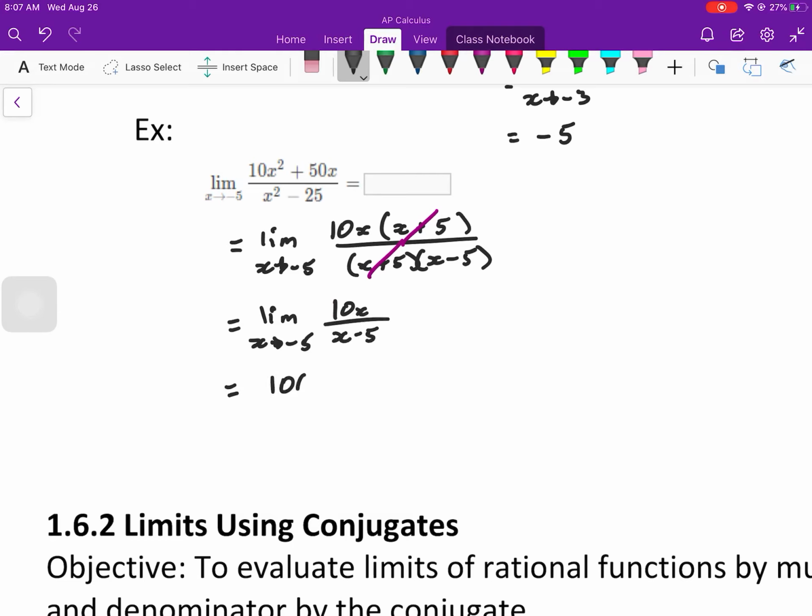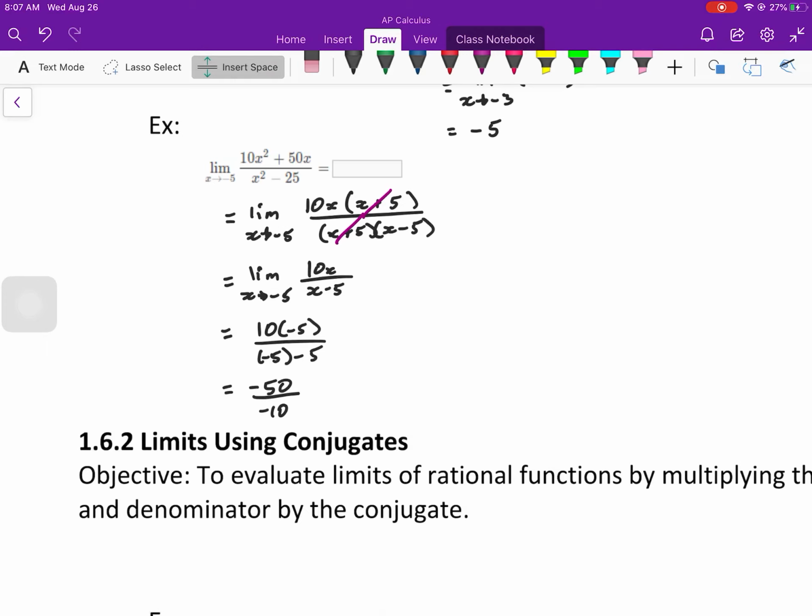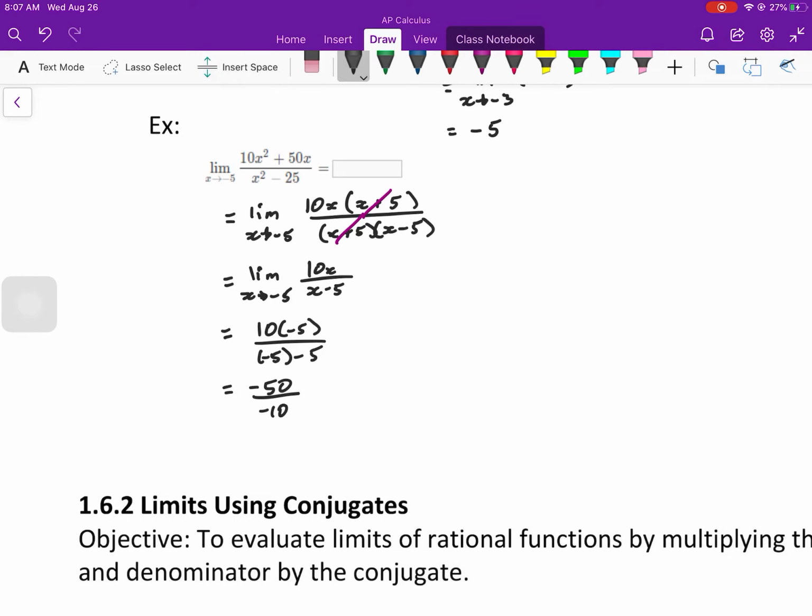And so from there, we'll just have 10 times negative 5 over negative 5 minus 5, which is negative 50 over negative 10. Let me give myself a little bit more space. And that equals 5.